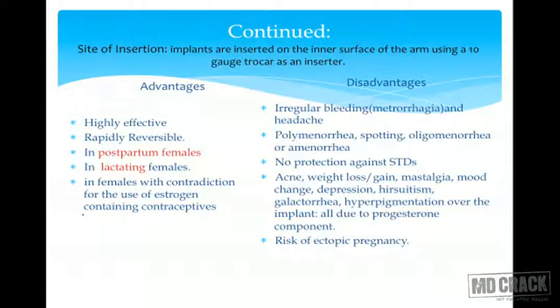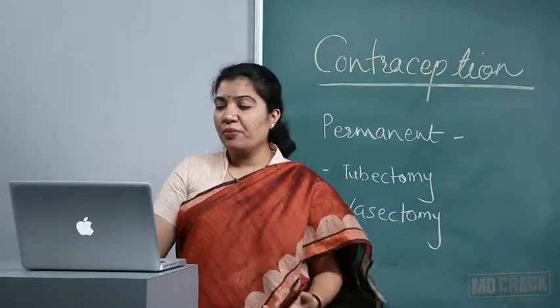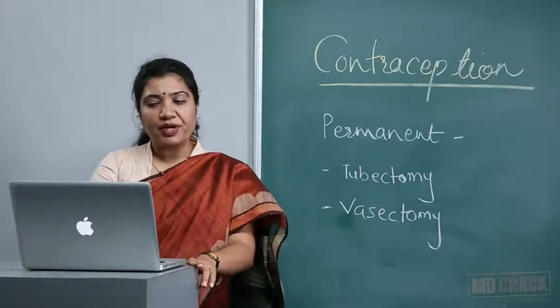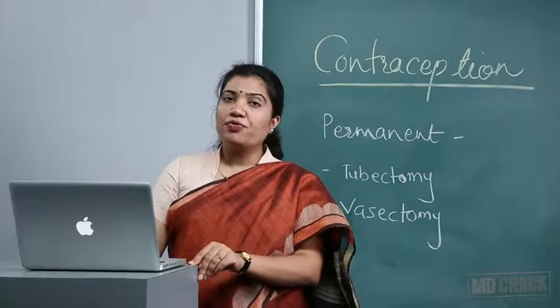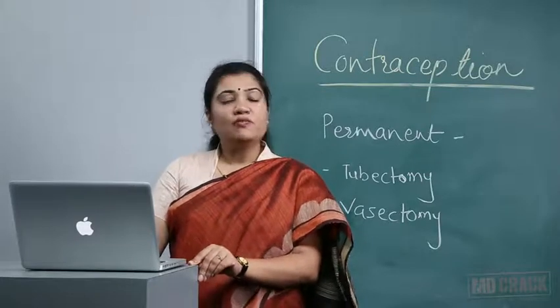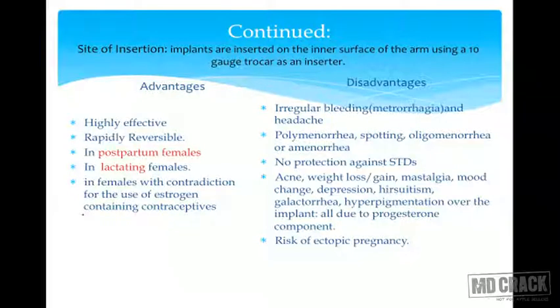Disadvantages: they cause irregular bleeding, headache, sometimes disruption of the bleeding pattern, other symptoms like oligomenorrhea, and sometimes there can be a phase of amenorrhea. This is a very common symptom, and usually Indian females don't accept this period of amenorrhea or oligomenorrhea, and they get worried about it. So proper counseling before acceptance of the method of contraception is always necessary. We should explain what is going to happen to her if she is going to use this. It doesn't provide any protection against sexually transmitted diseases.